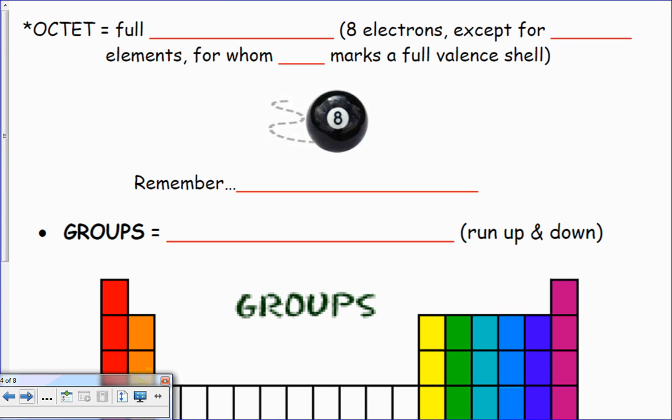Okay, so let's look a little bit at what an octet is. An octet is a full valence shell. That means it's got 8 electrons, except for those pesky period 1 elements, for whom there are 2 electrons in a full shell. The only 2 period 1 elements are hydrogen and helium. So just know their electron configurations and where to find them. Remember, 8 is great. There's something magic about 8 valence electrons. All elements want to get it.